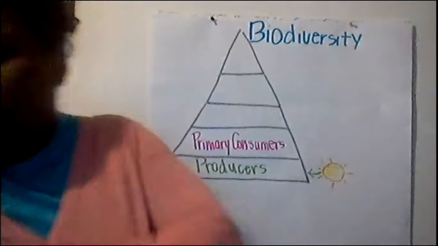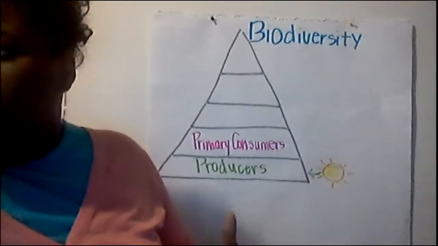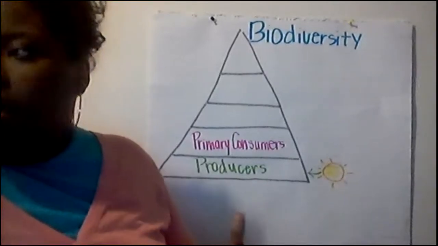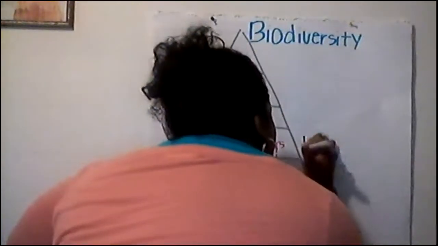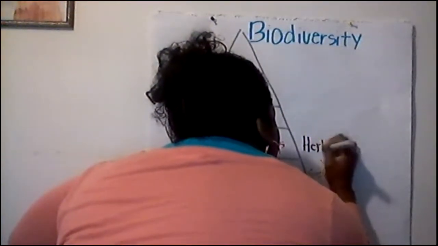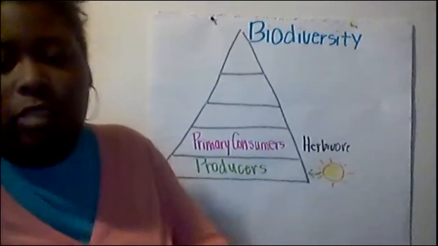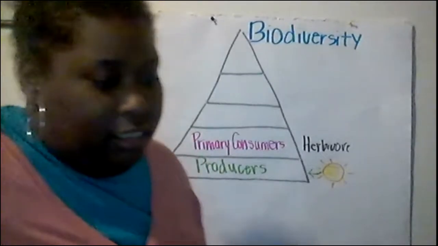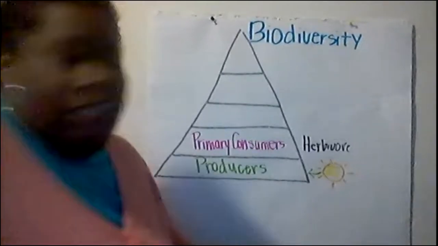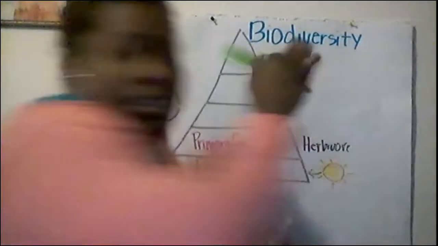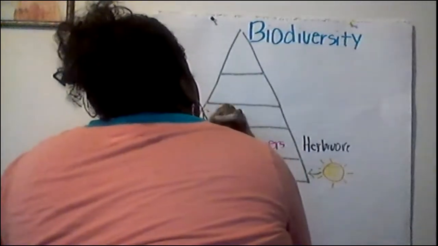So a primary consumer, if I was to call it by another name, I would call it an herbivore. All right. And then the next level of consumers would be the secondary consumers. Well, let's go with blue.